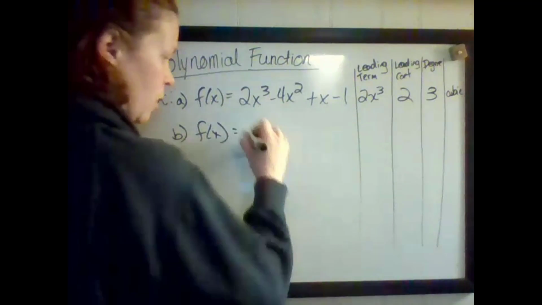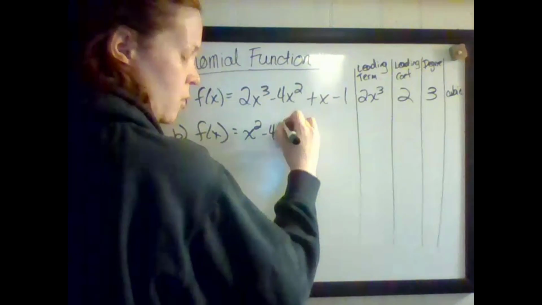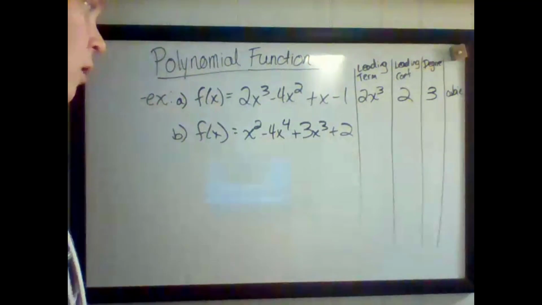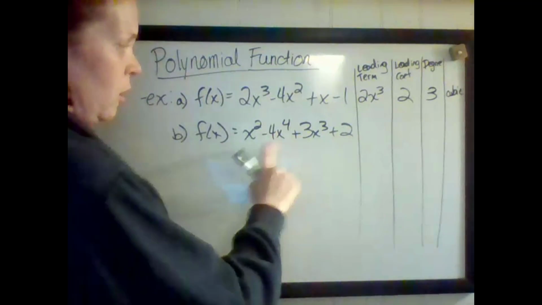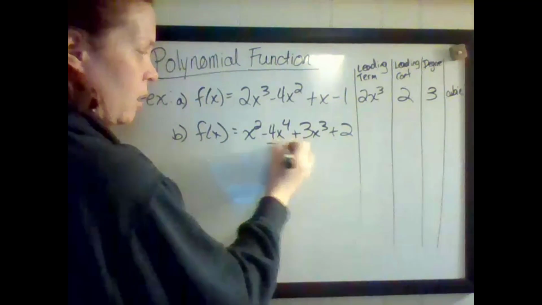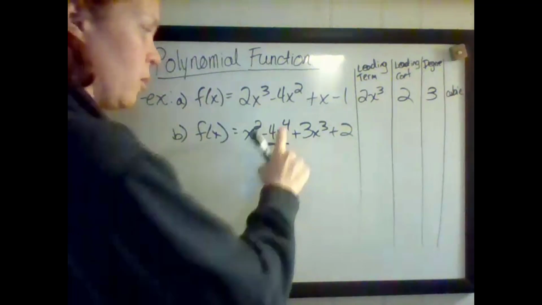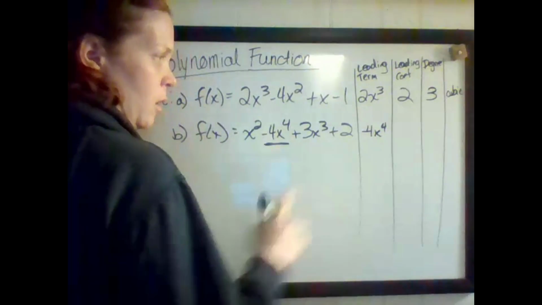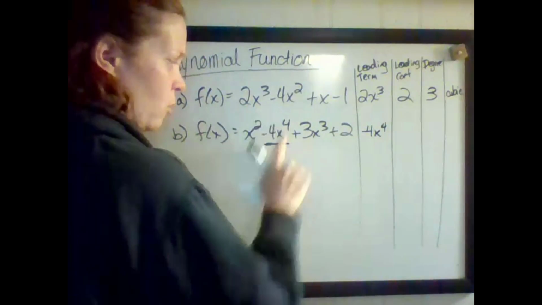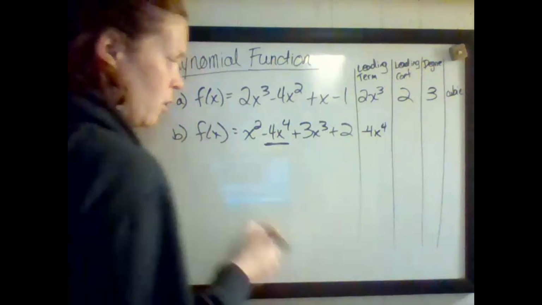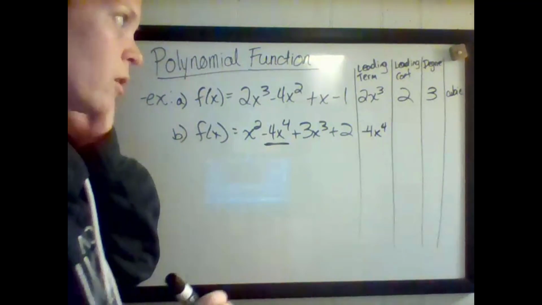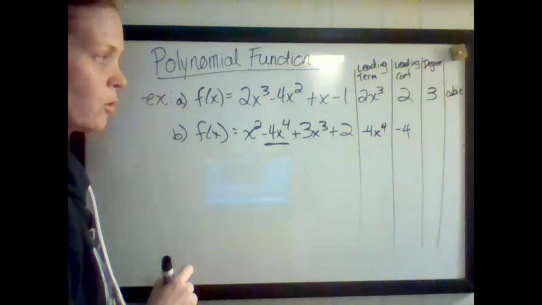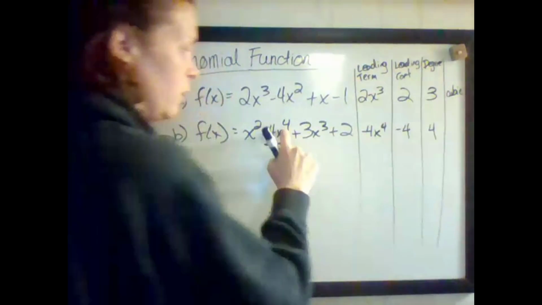So how about the next one? How about x squared minus 4x to the 4th plus 3x cubed plus 2. Okay, so notice right now it's not in descending order. So we need to pick out what is the highest exponent, 4. So the leading term is actually negative 4x to the 4th. And I am going to note that this is negative. This goes with that term, because that's going to make a difference if you have to graph this or things like that. So then the leading coefficient is negative 4. And then the degree is this 4 for the exponent.